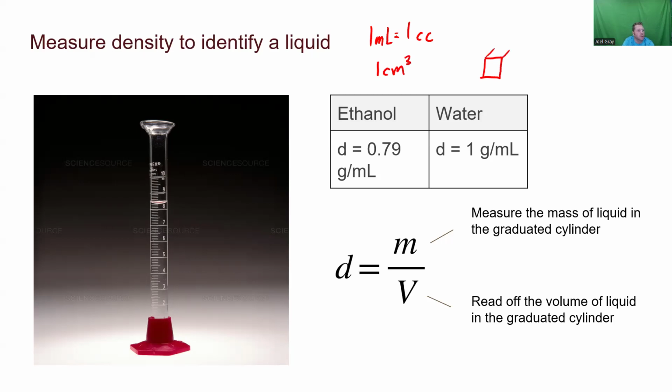So in this centimeter cubed, we've got something that is 1 centimeter by 1 centimeter by 1 centimeter. If this was ethanol, it would have a mass of 0.79 grams. If it was water, it would have a mass of 1 gram per milliliter. Now, we want to measure the mass of a liquid in a graduated cylinder. So then what we want to do is read off the volume of liquid in the graduated cylinder.